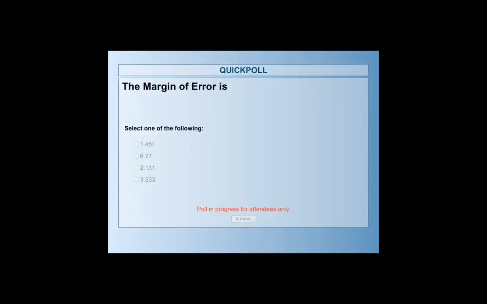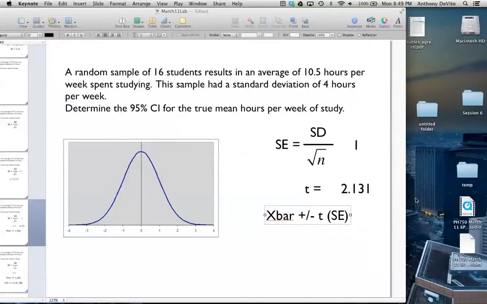Right? Can you guys, I'm not sure. Did it let you change your answer? Okay, when I mentioned that, I see a few answers changing there, right? Okay, 86% of you agree that the answer is 2.131. And indeed, the answer is 2.131. I'm going to close the poll.